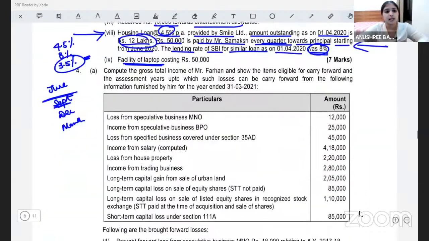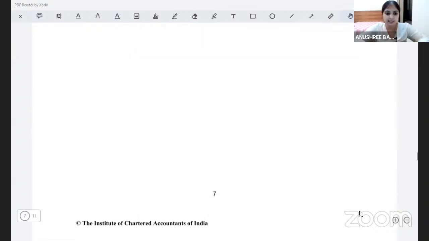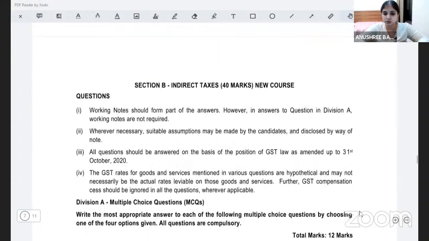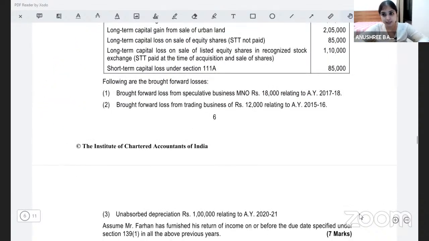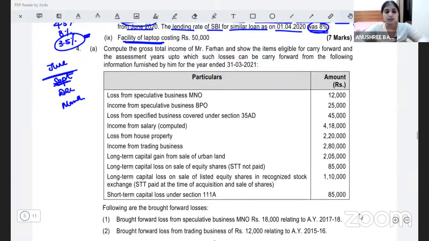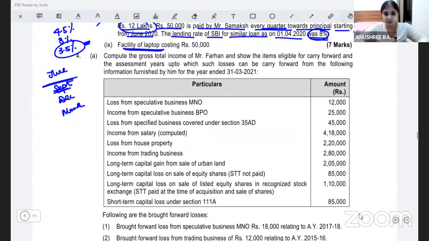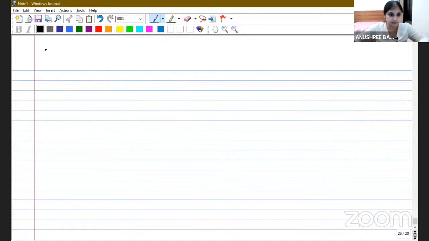Okay, let's do question number 4 now. This is just the last question, which has 2 subdivisions, 4A and 4B. 4A is a set off and carry forward question, and 4B is a chapter 6A question. Both are simple questions. Let's finish them. Question number 4A first.